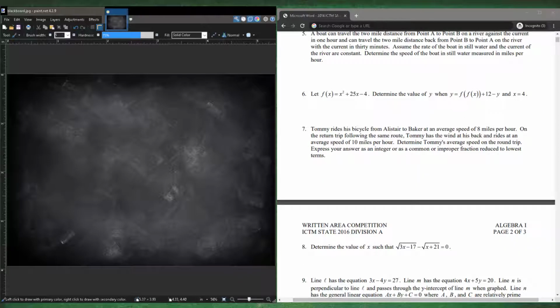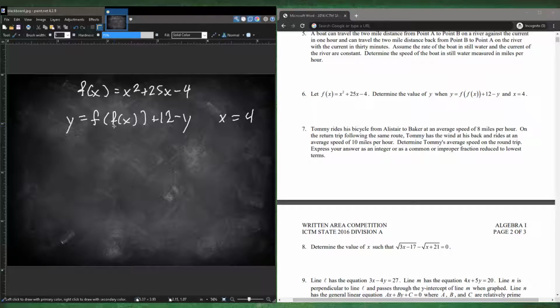Number 6. f of x is equal to x squared plus 25x minus 4. Okay, that looks bad. Sorry. Determine the value of y when y is equal to f of x plus 12 minus y, and x is equal to 4. So we just use our calculator and plug everything in so we don't make any mistakes. So 4 squared plus 25 times 4 minus 4 is 112. And then you plug 112 into the equation again.